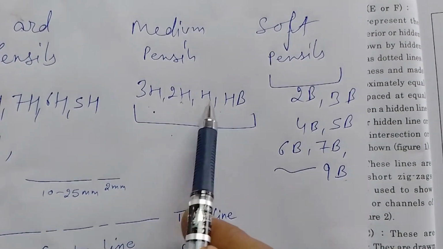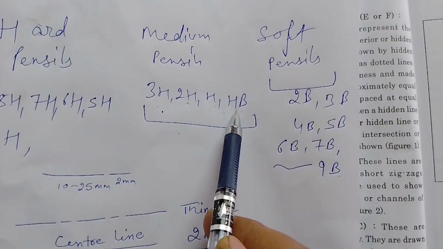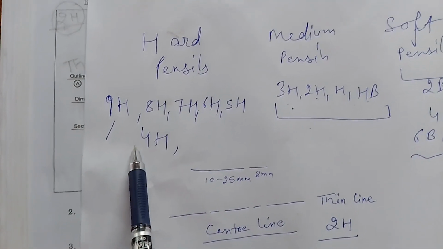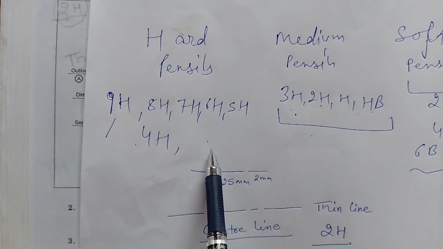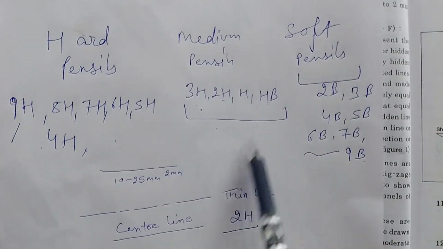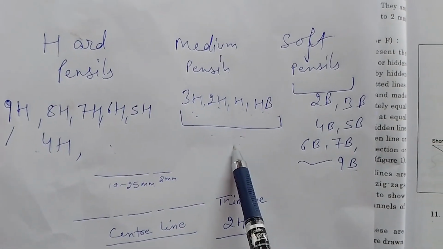The thin lines are drawn by 3H or 2H. The thick lines are drawn by H or HB. And again, hard pencils we do not use in engineering drawing. In engineering drawing we prefer medium grade pencils.